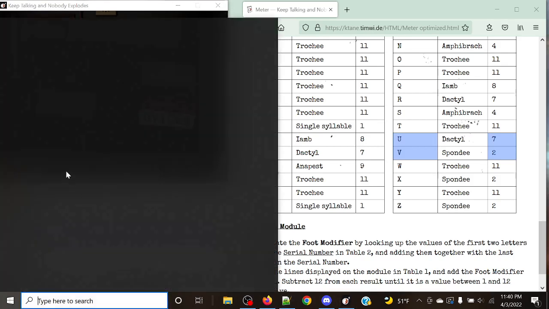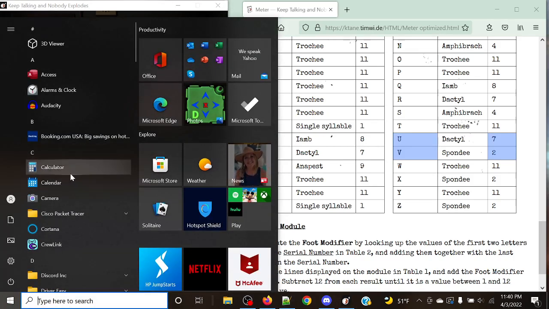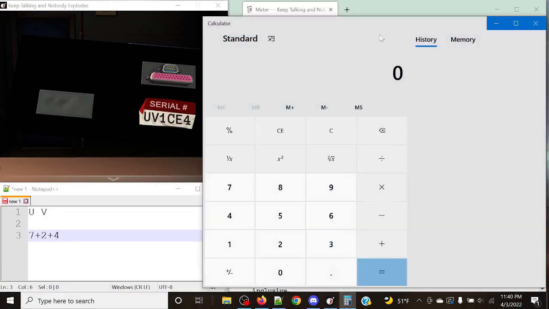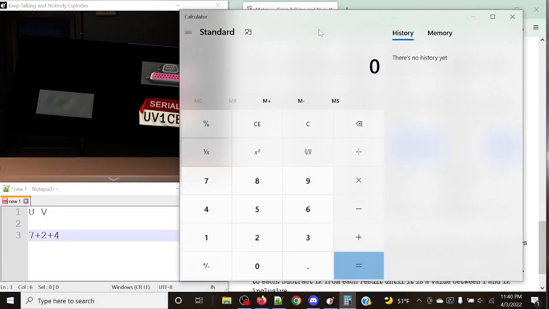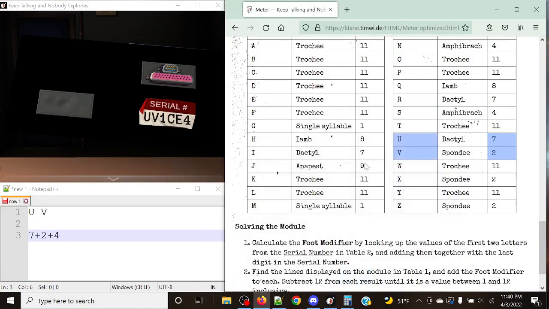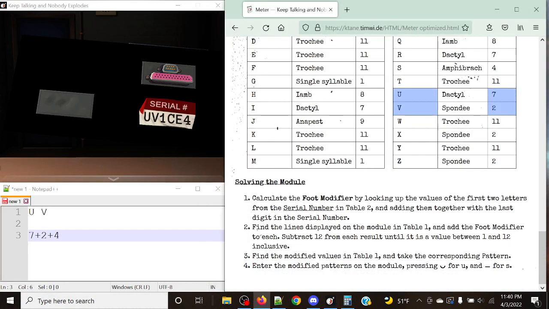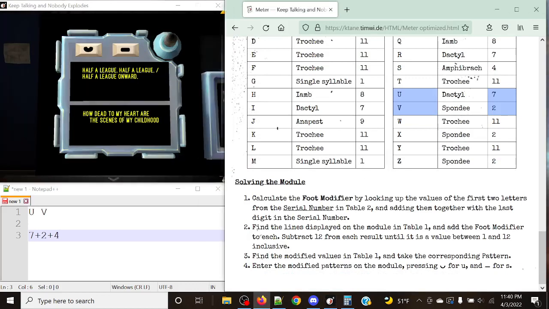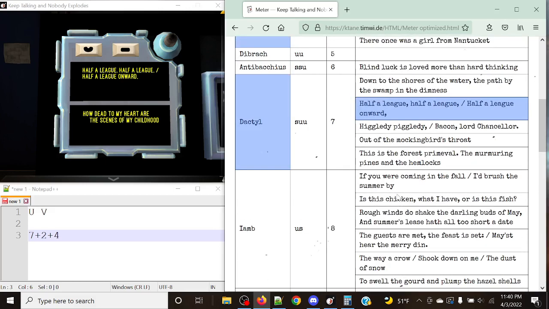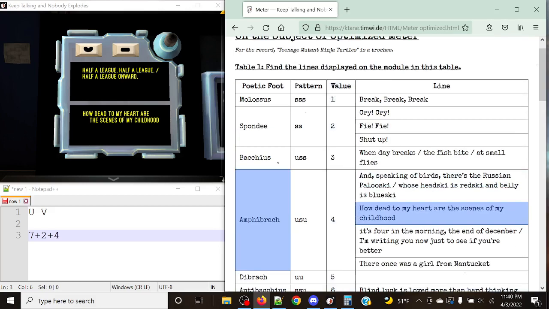So now we're going to pop out our handy calculator, and we're going to be doing a foot modifier for this. So our foot modifier is going to be 7 plus 2 plus 4, which is 13. Now, we're going to find the lines displayed on the module in table 1, and we're going to add the foot modifier to each. What this means is that we're essentially going to be shifting the table down based off of these values here.